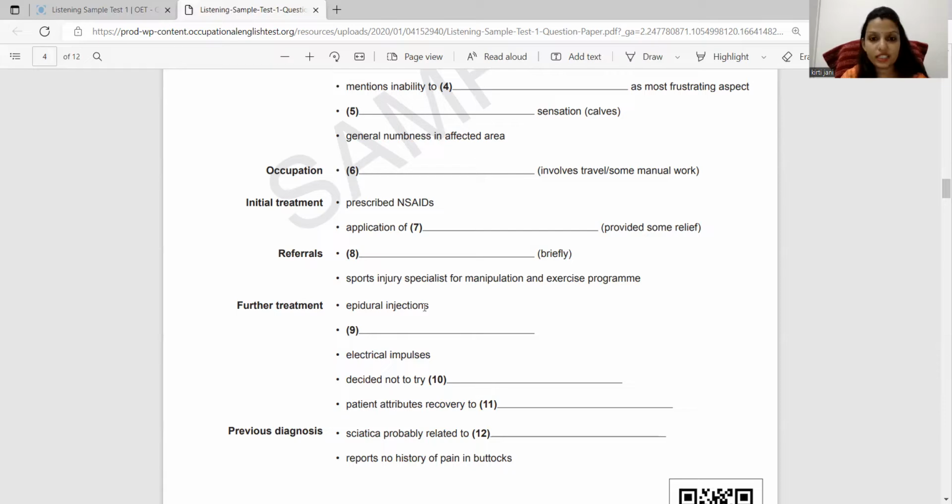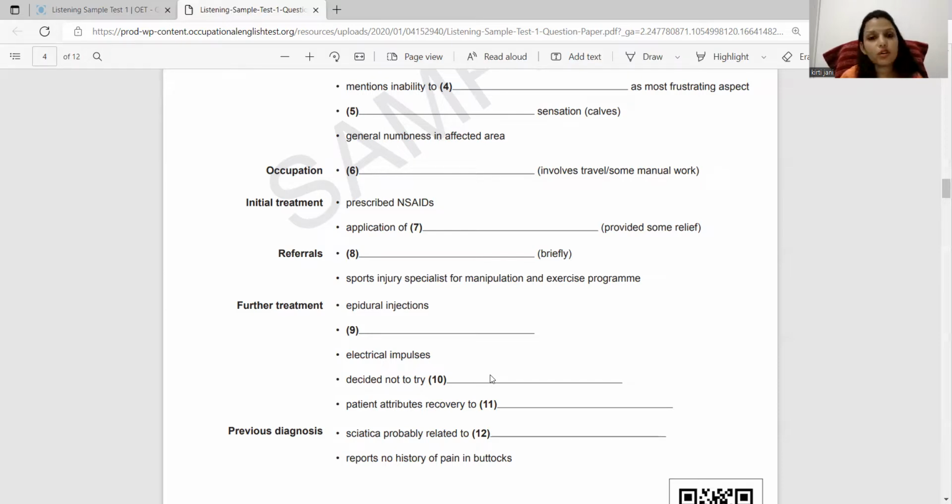Further treatment, epidural injections dash electrical impulses, decided not to try something. Patient attributes recovery to what? So here you can predict some other treatment related to back injury, or decided not to try something. Now here you can come into a trap. Like initially the recording or the patient may say that I applied hot fermentation. Okay, it was very effective. It significantly helped me to reduce my pain and I was happy with the treatment.